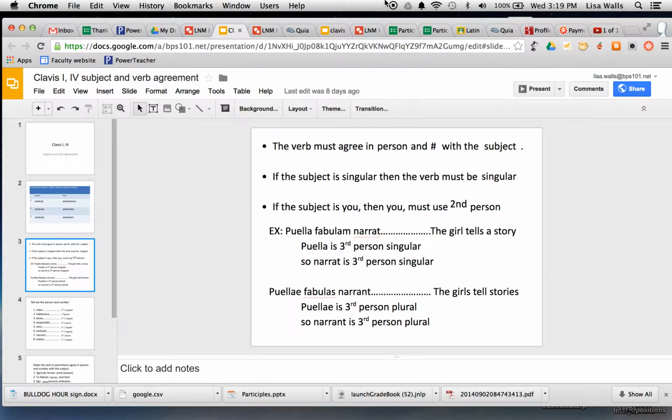Alright, so in the sentence, Puella fabulam narrat, the girl tells the story, puella is third person because if you were to replace puella in the sentence, you would find that you would have to replace it with a she. So since you're replacing puella with she, that makes it third person. It's singular as well because there's only one girl. So therefore you're going to use narrat because that has a third person singular ending. Now, to look at the other side of this, puellae fabulas narrant, we take this sentence and we've made puellae plural. Puellae now, if you would replace this, the girls tell stories, with a pronoun, you would have to say they tell stories. So that means it's third person and plural. So we use narrant instead.